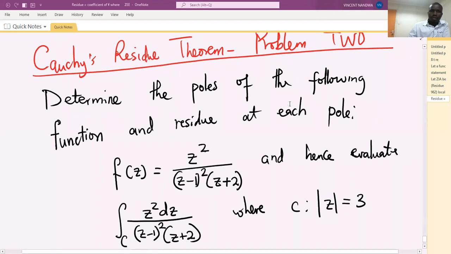In this session, we are going to solve a problem on the application of Cauchy's residue theorem. So the first step is to find the poles and then find the residue of the function. And then after finding the poles and residue, we evaluate the integral of the same function. And in this case, the circle is specified to have radius 3, centered at the origin. So let's quickly go through the solution.